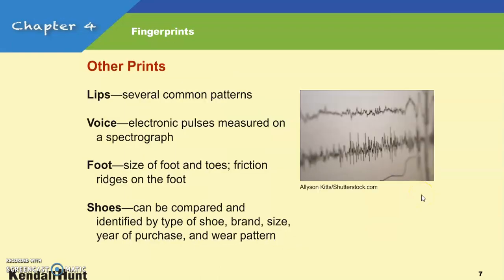Other prints. Lips, there are several common patterns to lips, even though you might not think that our lips have different patterns. They do. We also have voice, which are electronic pulses measured on a spectrograph that you can see here. And sometimes these are used to identify people on a phone call, or maybe if they're being investigated for something, we can pick up their voice sometimes. Your footprint, the size of your foot and toes, the friction ridges on the foot, and shoe prints. Shoes can be compared and identified by the type of shoe, brand, size, year of purchase, and wear pattern. Interesting.